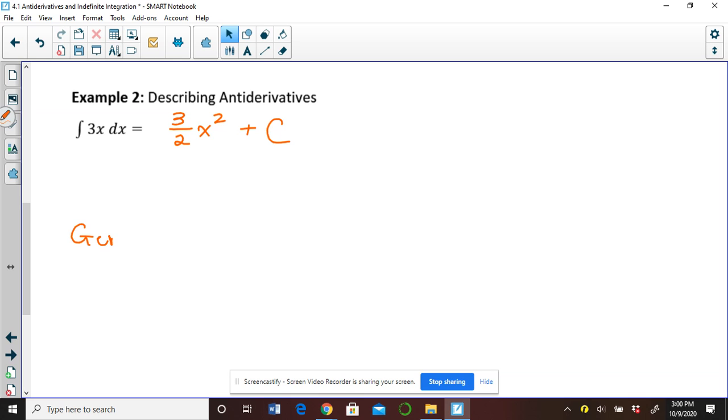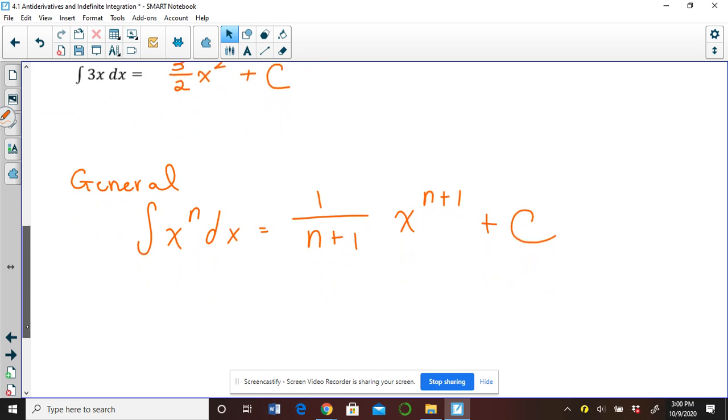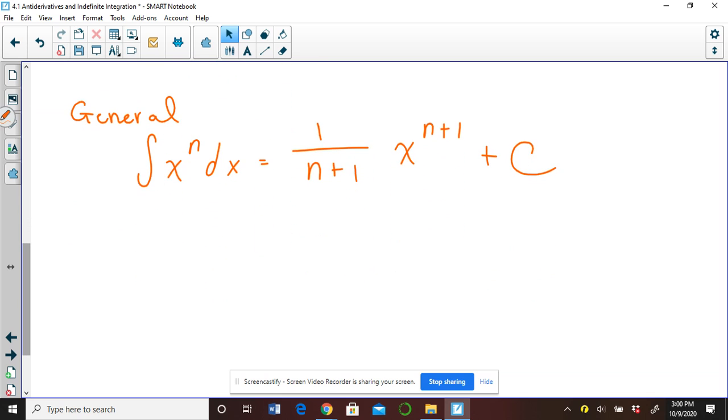So in general, the integral of x to the n dx is equal to 1 over n plus 1 times x to the n plus 1, plus c, the constant of integration. So that is the generalized process for finding the antiderivative of something with an exponent. You want to think that through and make sure that you're comfortable with that. If you need to put that in your little notebook, please do so.